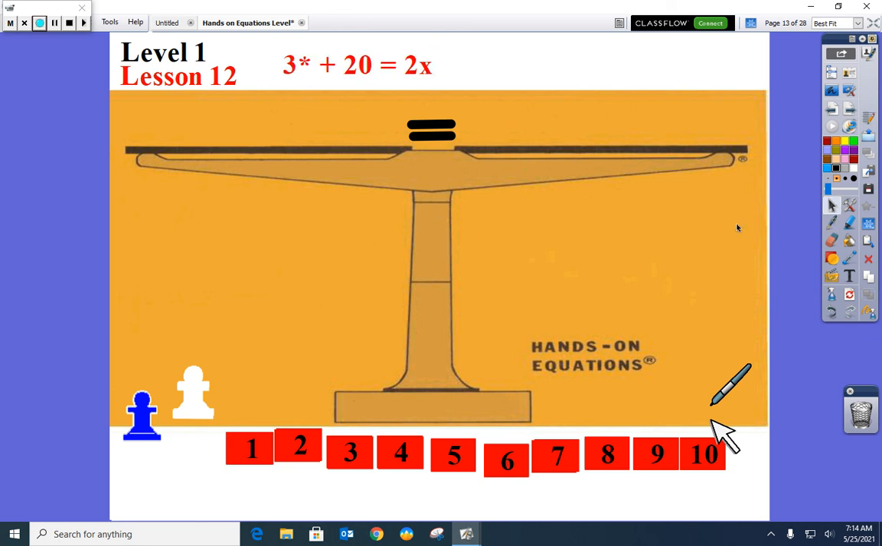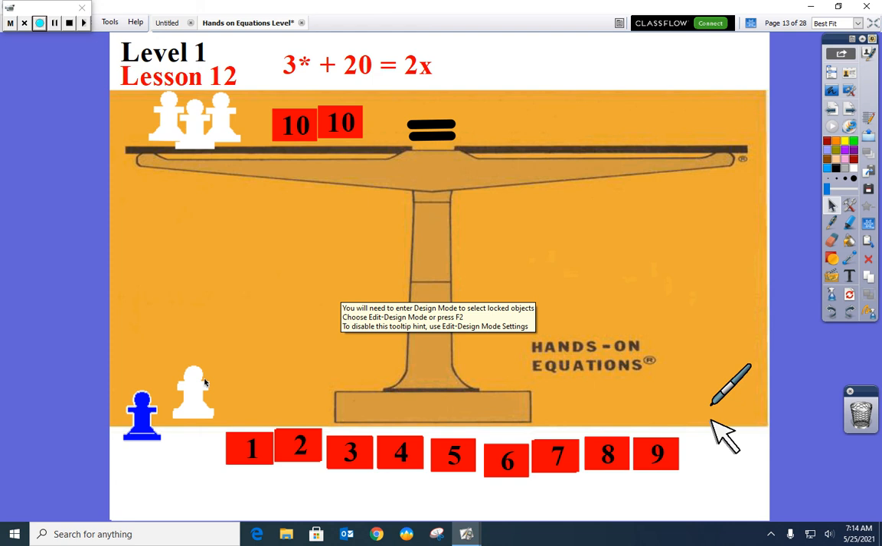So we're going to add 3 stars. 1, 2, 3. Put those all up. Add my 20, which is 2 10s in this case. Put those up. And add 2 x's on the other side. Now this is the part that I really like. I think this is pretty cool.